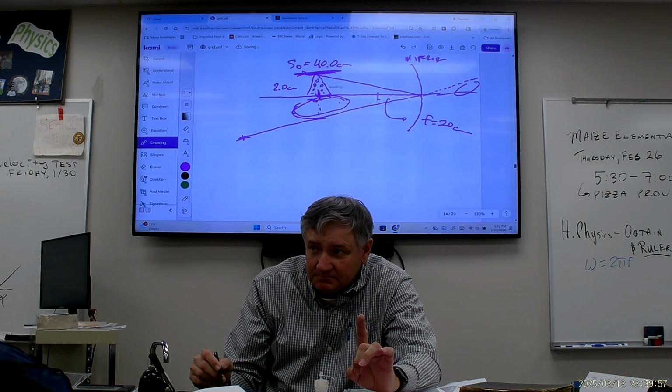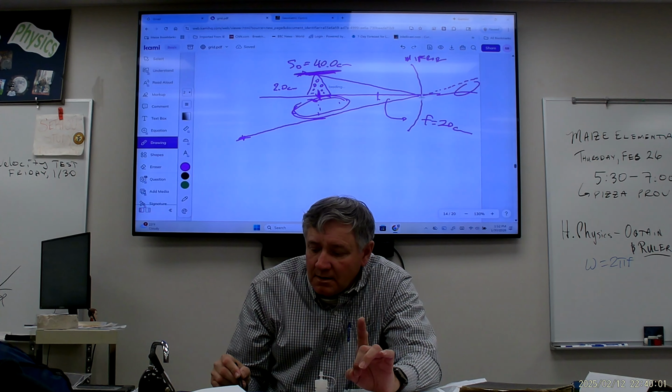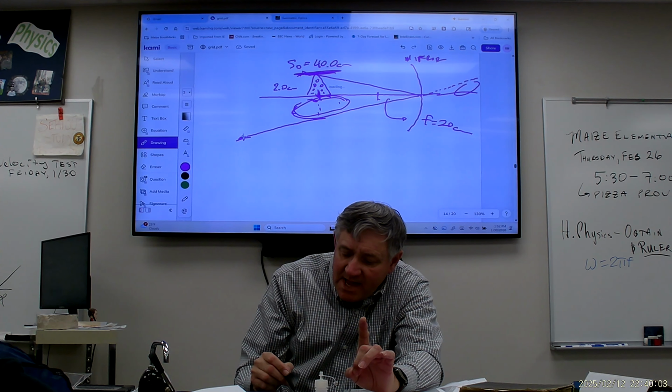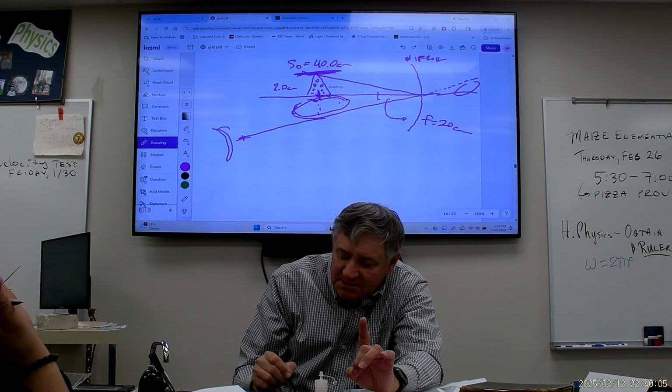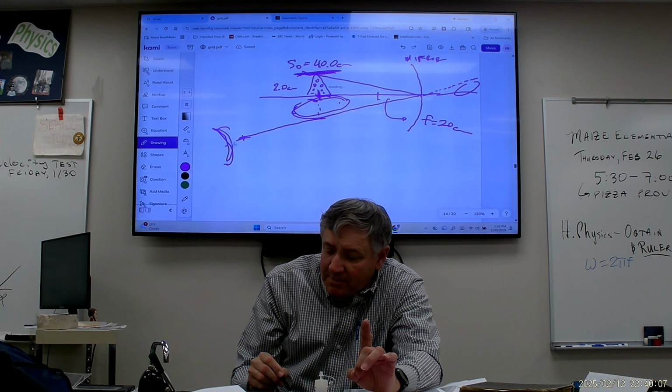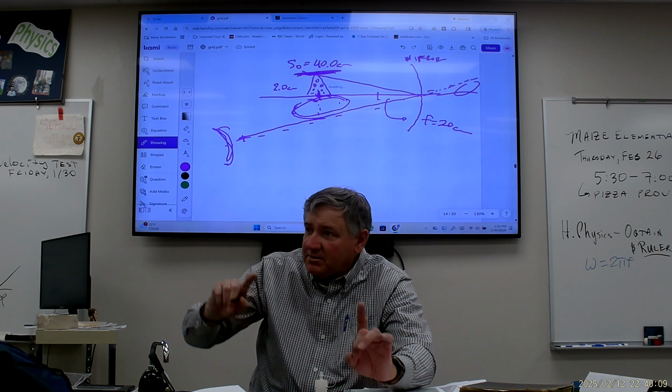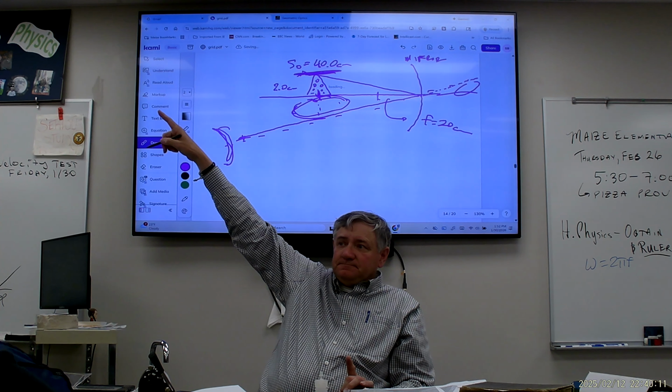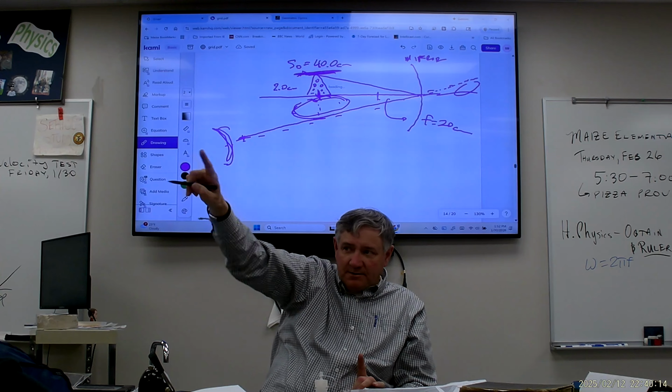Why is the dashed line following the reflected light and not the direct light? Because what's going to happen is that if your eyeball is out here, your eyeball is going to pick that up and your eyeball is going to think it's on the other side. Okay? That's why.